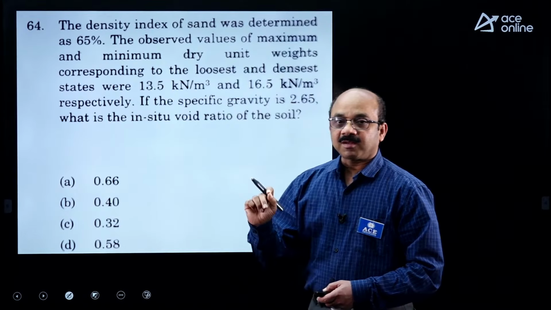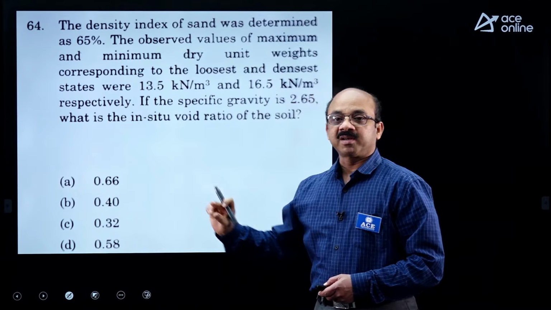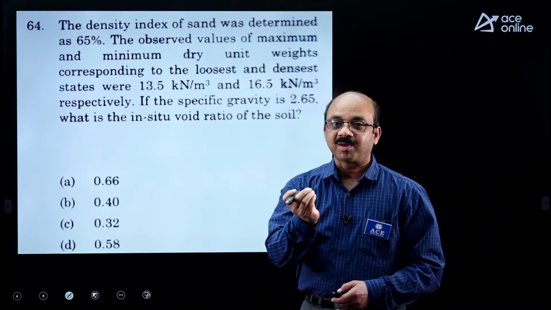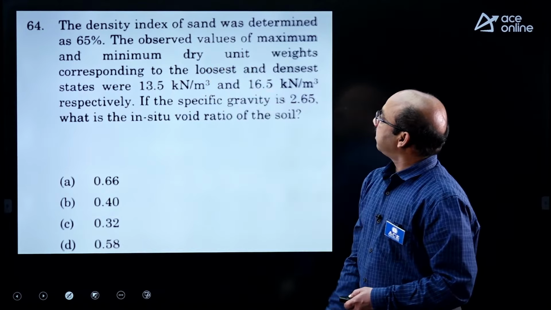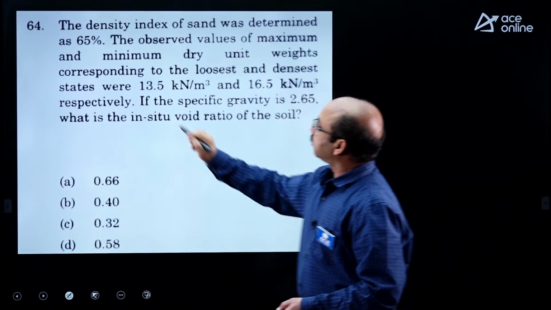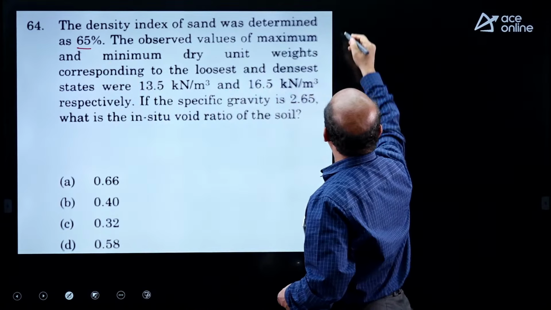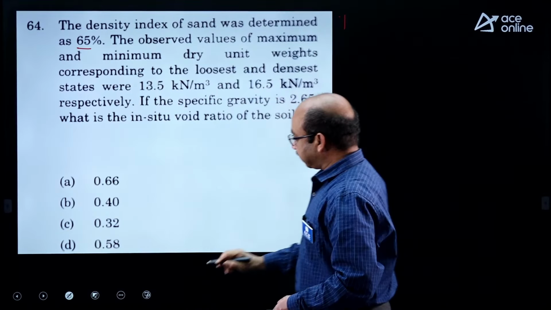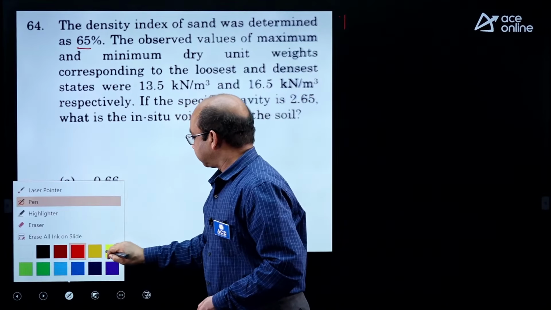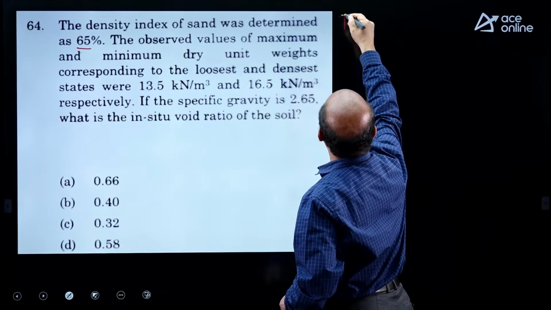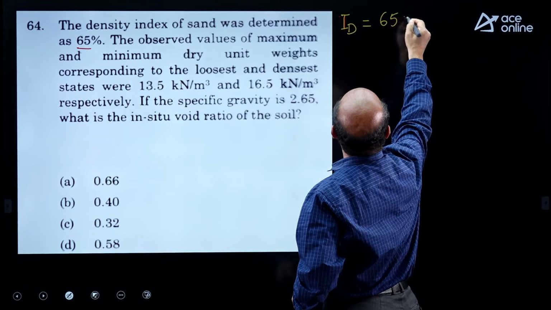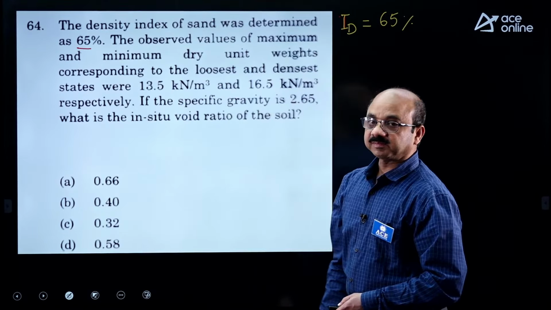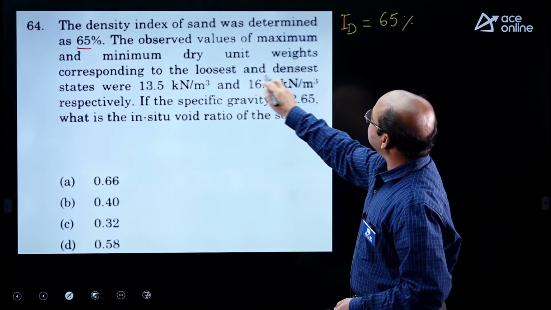Then you can see this is the one question I see from this geotechnical engineering which has somewhat relatively lengthy calculation. You are given the density index of the soil, that is sandy soil, 65%. We have to make some calculation here. So density index is nothing but the usual symbol, I_D. It is given as 65%. And then the maximum and minimum dry densities.